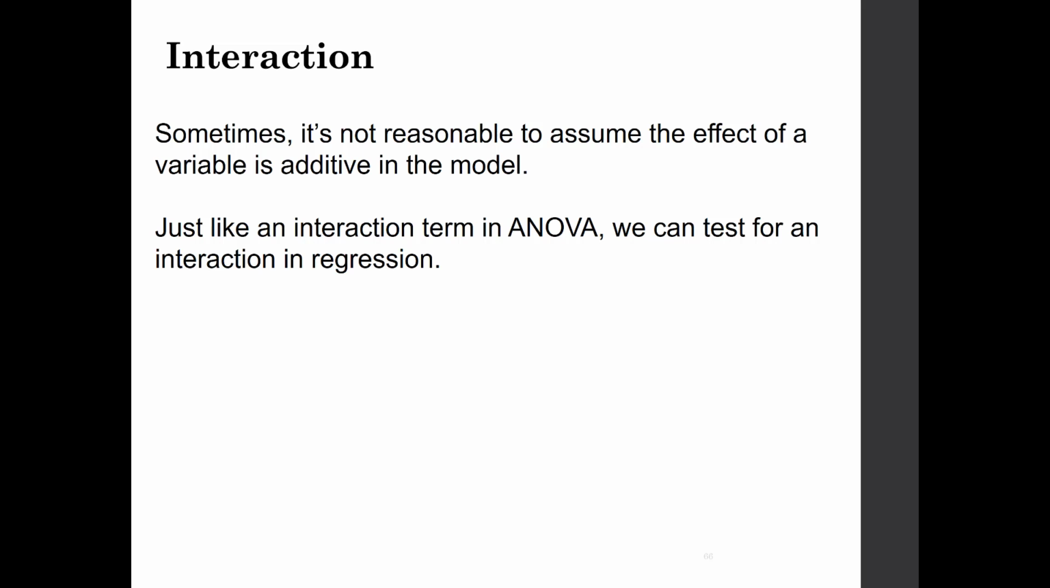Continuing our lecture on multiple regression, we were introducing categorical variables and we foreshadowed an interaction. Sometimes it's not reasonable to assume the effect of a variable is additive in the model, and just like an interaction term in ANOVA, we can test for interaction in regression.